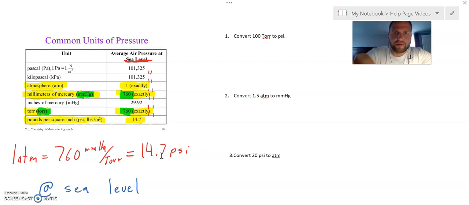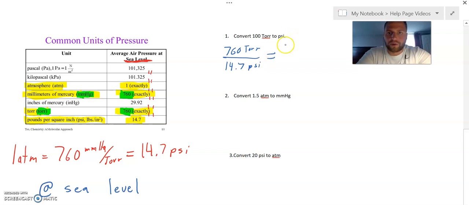So we should have 760 torr divided by 14.7 psi. We're going to set this equal to 100 torr.